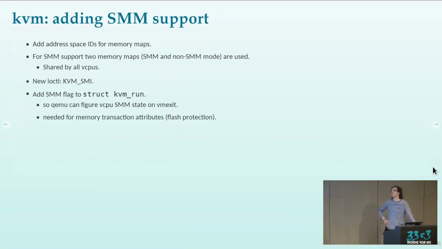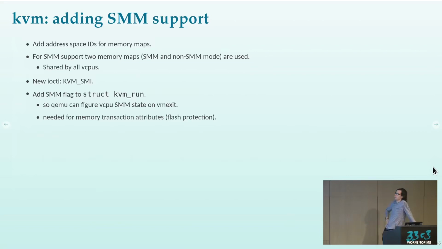KVM got support for address space IDs. So now we can pass down two address spaces to KVM, one for system management mode and one for outside system management mode. And again, these two maps we have now will be shared by all vCPUs. So adding more vCPUs wouldn't make things slower.